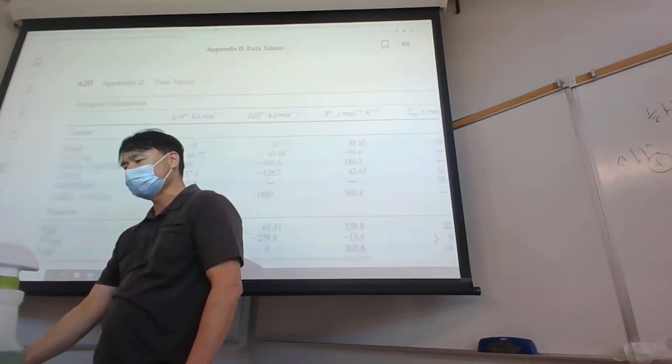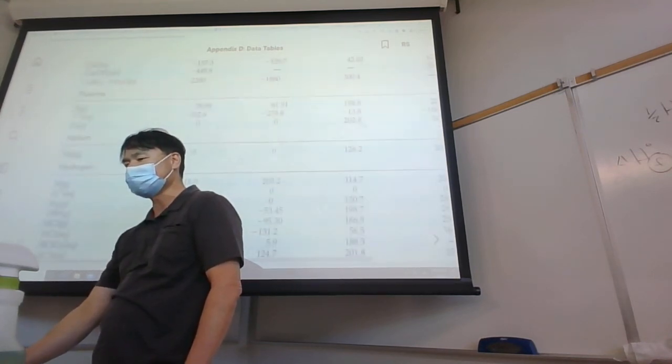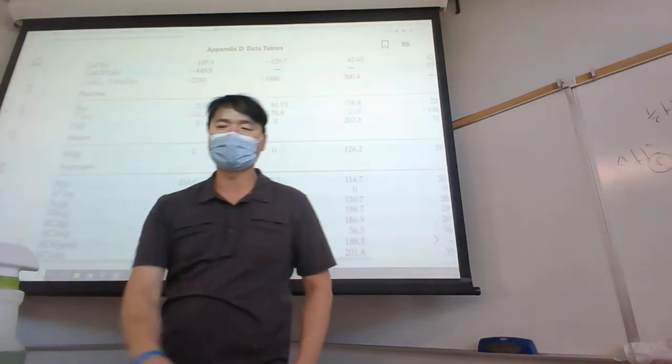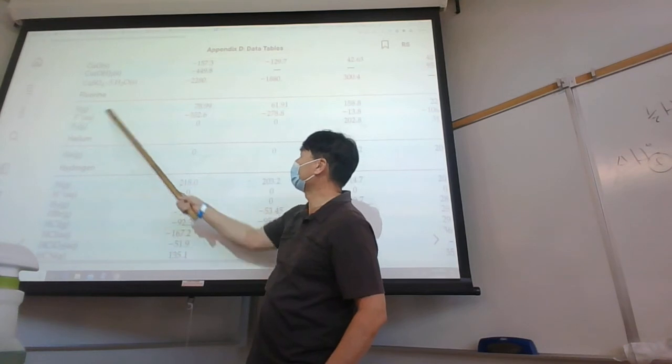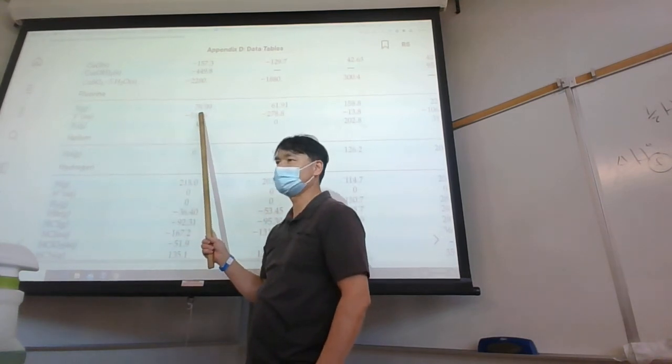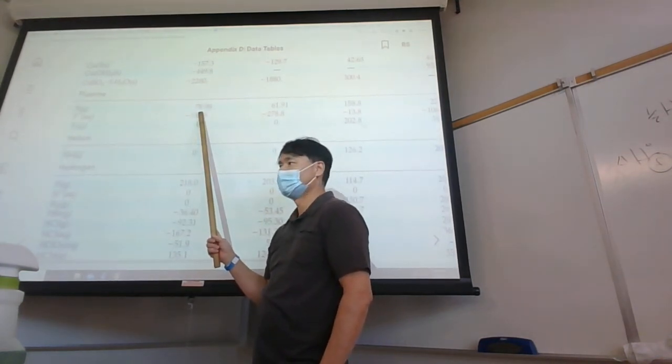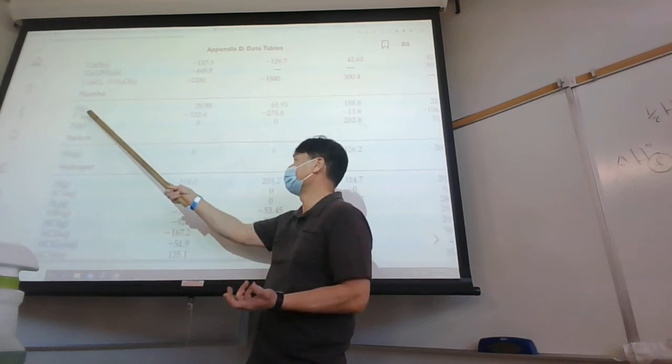Appendix D stretches on for a long. Some of these are positive, but it kind of makes sense why they're positive. You can see a pattern why they're positive. For example, atomic fluorine has a positive delta H formation. Does that make sense? Yeah, because atomic fluorine is less than an octet.